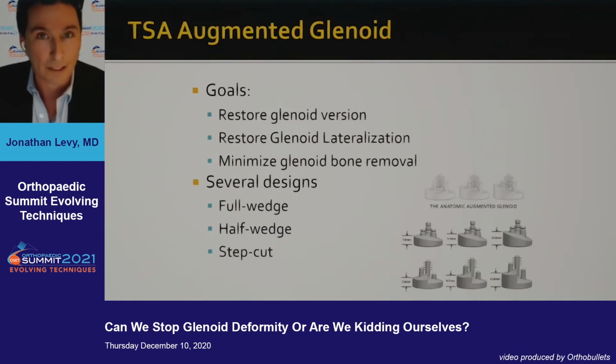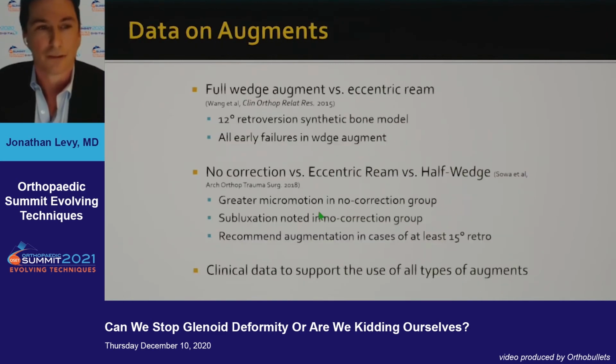Now, you can use an augmented glenoid, and Tom Wright gave a great talk on utilizing augments in order to manage these sort of B-type glenoids. And the goal of this technique is to restore glenoid to a more normal version by jacking up the back portion of the joint by using a thicker poly in the back than the front, either in a full wedge, half wedge, or even a step cut or variations of that.